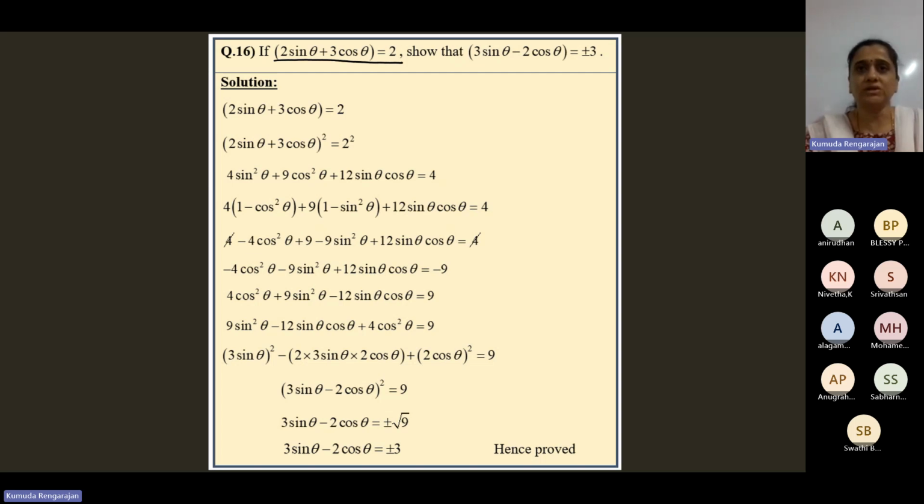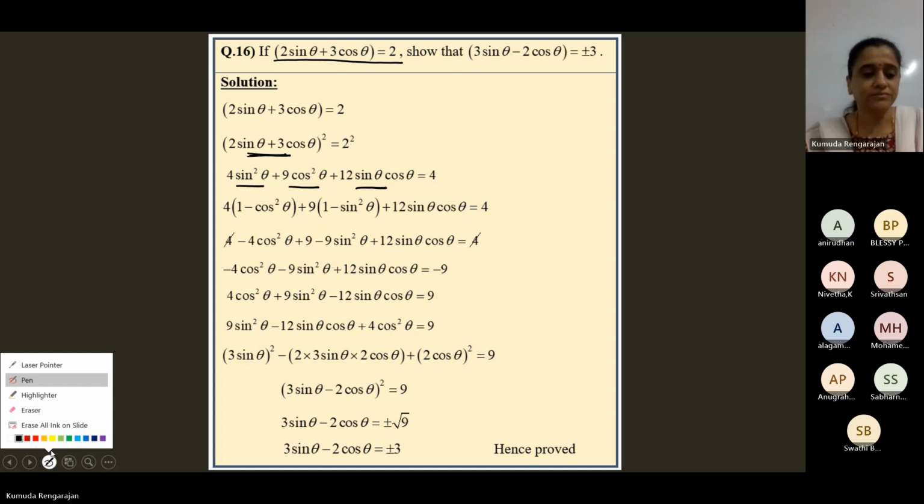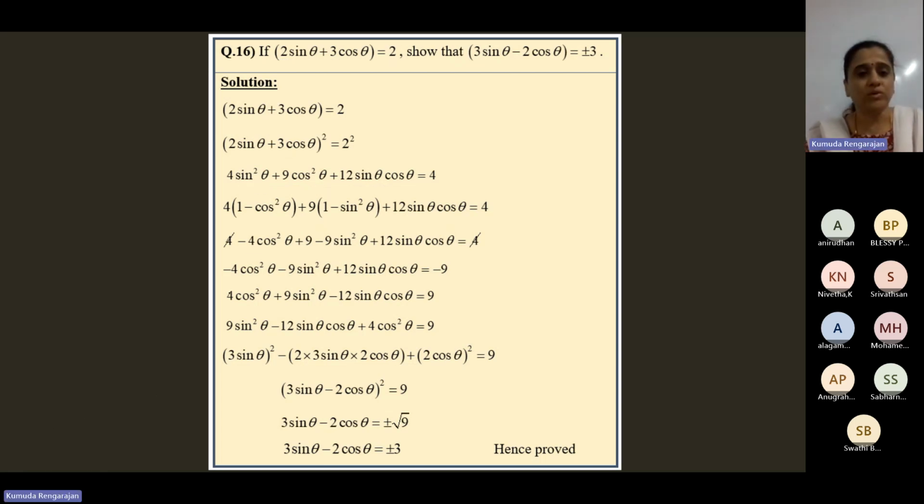So write down that equation and square it on both sides. Squaring means, again, a plus b the whole square. So a square, b square, 2ab is equal to 4, right? Now, after expanding, instead of sine square theta, use the identity and replace it with 1 minus cos square theta. Sine square theta plus cos square theta is 1, so sine square theta is 1 minus cos square theta. And this cos square theta, replace with 1 minus sine square theta. Write this one as it is. That's all. This change you should do.